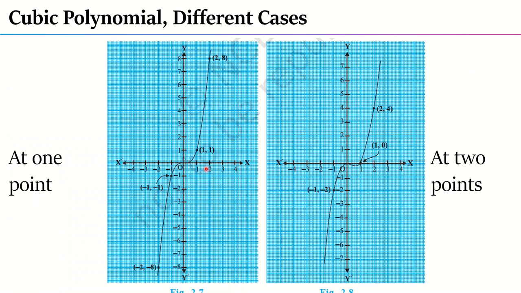So like the quadratic polynomial, there are some variants here as well. So this is a cubic polynomial which cuts at exactly only 1 point. You can see it crosses the x-axis at 1 point. And the second variant is where the cubic polynomial traces a path like this and has 2 points intersecting the x-axis.